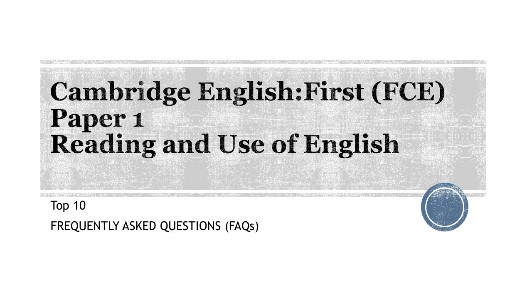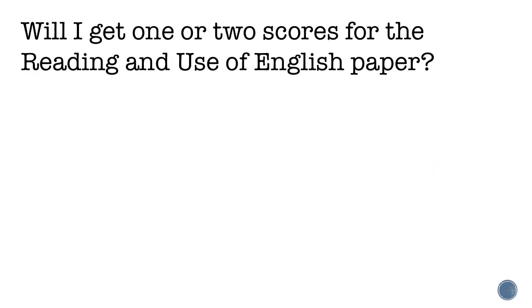Hi everyone, in this video I'm going to be answering some of your frequently asked questions about the reading and use of English paper for the Cambridge English First Certificate B2 exam. Will I get 1 or 2 scores for the reading and use of English paper? Well, your statement of results will show 2 scores for this paper, 1 for reading and 1 for use of English. They are equally important when calculating your overall score.